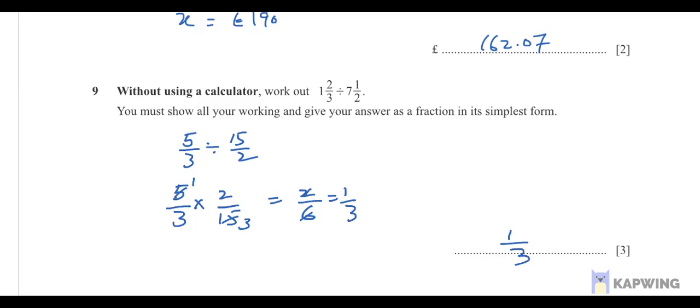Oh, sorry. It should be 3 into 3 is 9, not 6. So take care about the calculation. 2 over 9. So 2 over 9 will be the final answer. Because 1 times 2, 2. So 3 times 3 is 9.